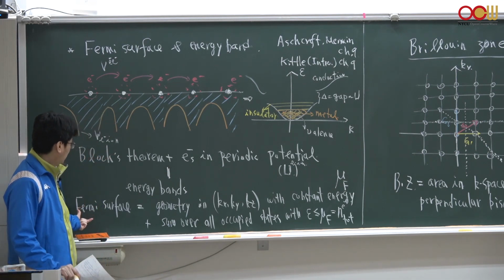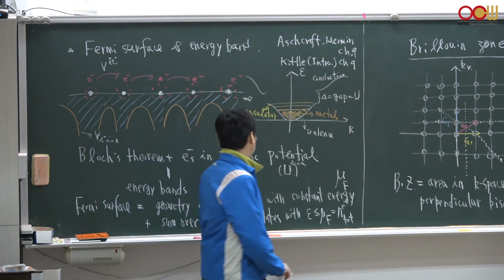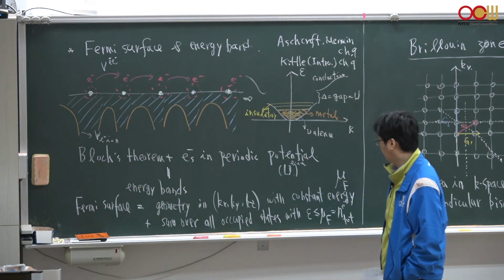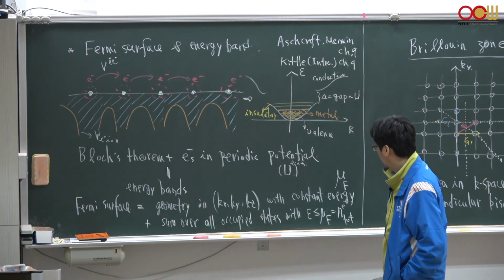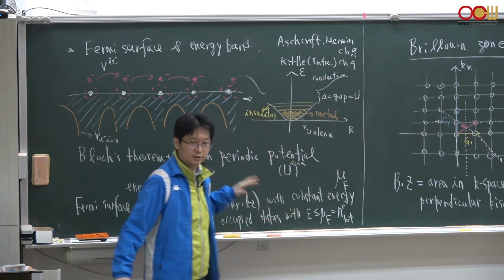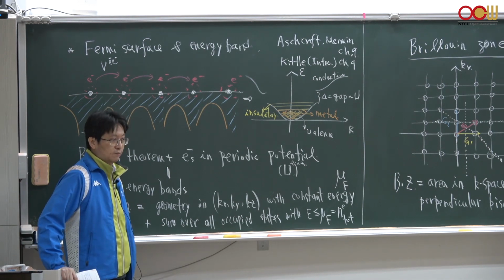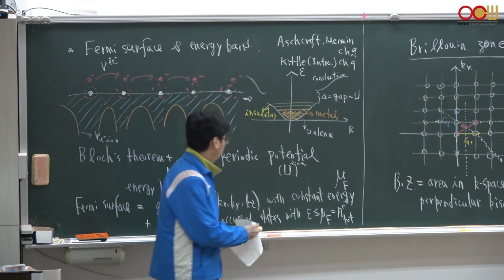The Fermi surface is a geometry in momentum space, or kx, ky, kz space, or reciprocal lattice space, with a constant energy, which we call mu_F, and that constant energy is not an arbitrary constant, but a particular constant, which we call the Fermi energy, mu_F.